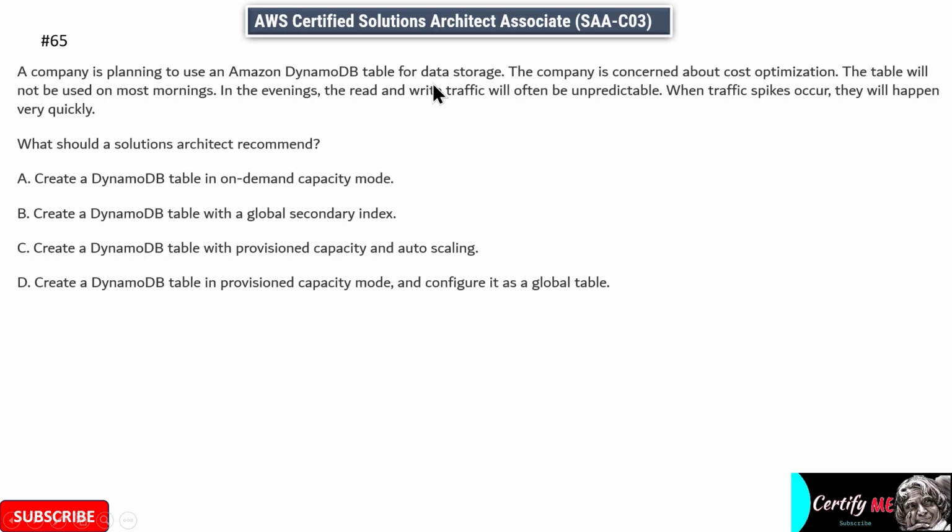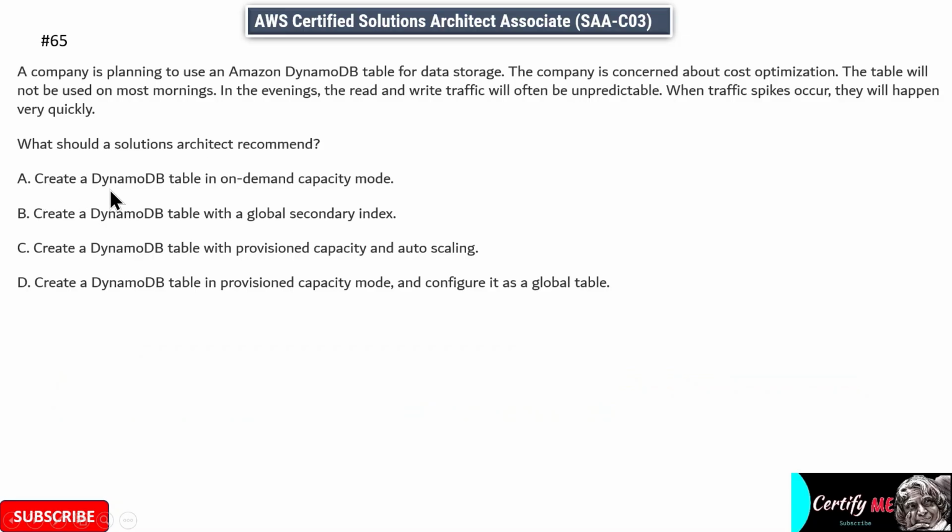A company is planning to use an Amazon DynamoDB table for data storage. The company is concerned about cost optimization. The table will not be used on most mornings. In the evenings, the read and write traffic will often be unpredictable. When traffic spikes occur, they will happen very quickly. What should a solutions architect recommend?